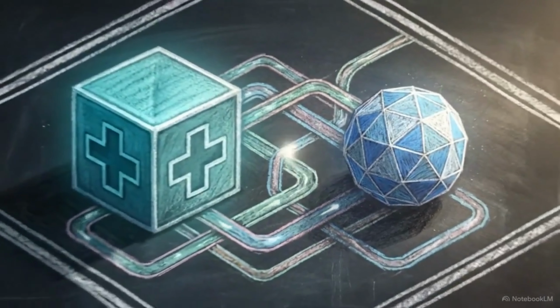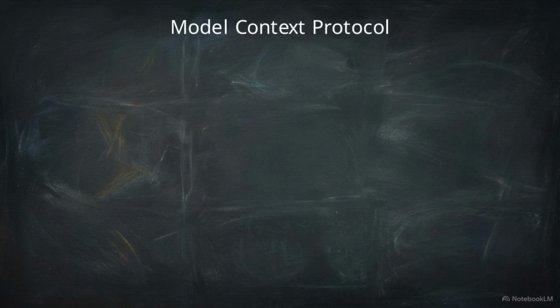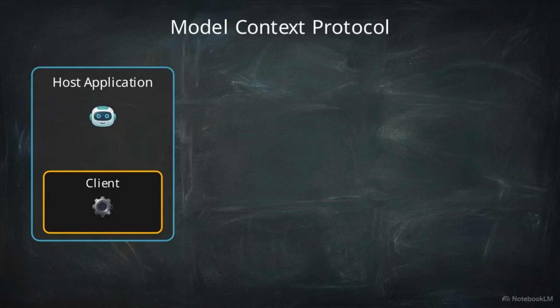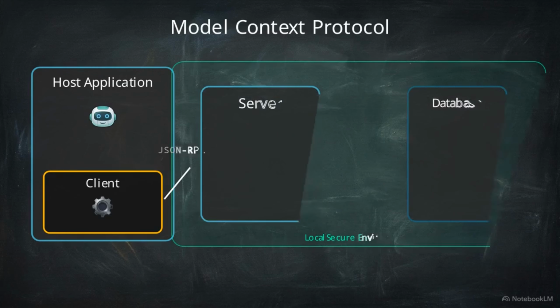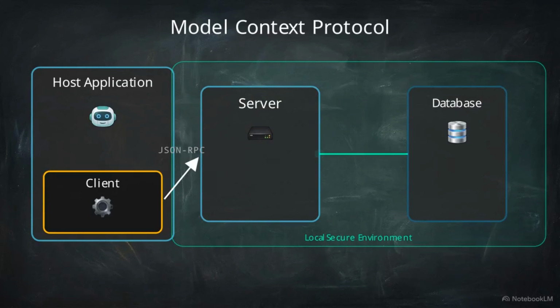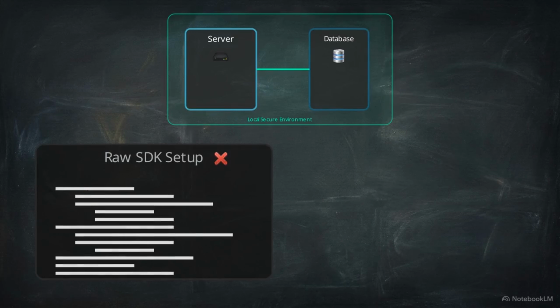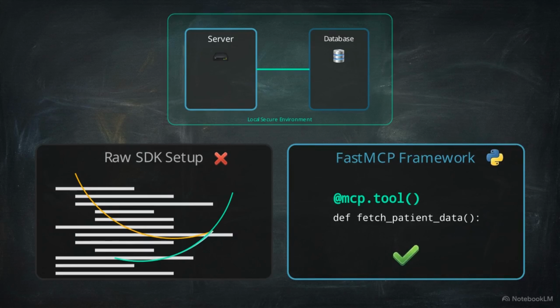This flowchart illustrates MCP's three components. First, the host application. Next, the internal client translates requests. Finally, the server securely touches your local database. Building this with the raw SDK requires complex boilerplate, but FastMCP reduces all that plumbing down to simple decorators.